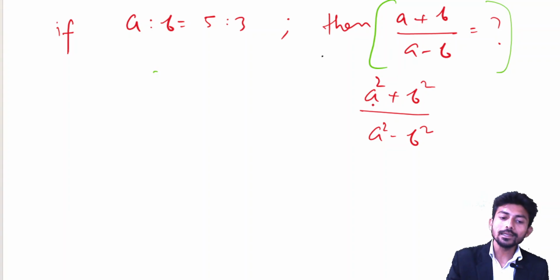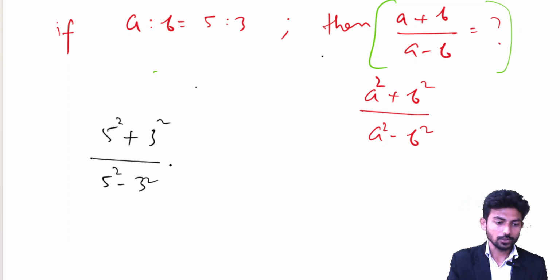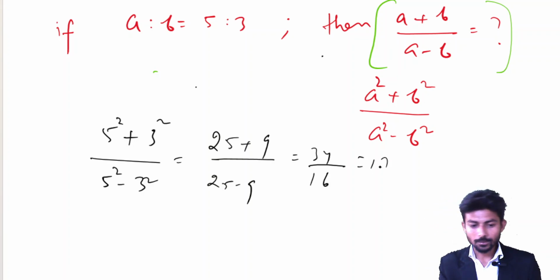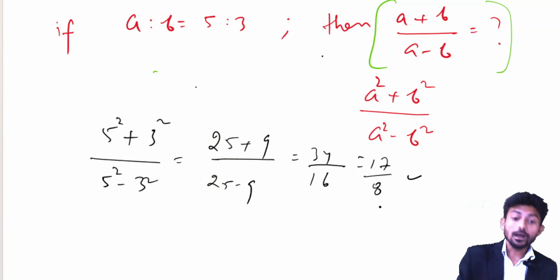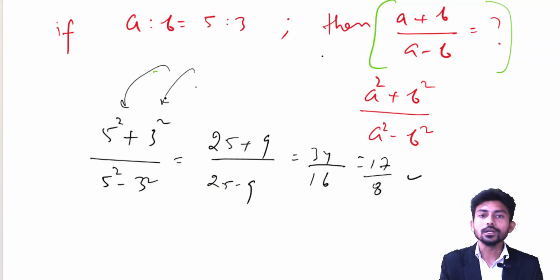So again I can take a as 5 directly. I can take a as 5 units. So I'll be writing here 5 square plus, for b it is 3 square, while in the denominator it is 5 square minus 3 square. So I'll be getting 25 plus 9 over 25 minus 9. So I'll be getting 34 over 16. Okay, and this can be further simplified into the ratio 17 by 8. This is my answer. So I am not taking x here, I am taking directly 5 and 3 for the respective values of a and b.